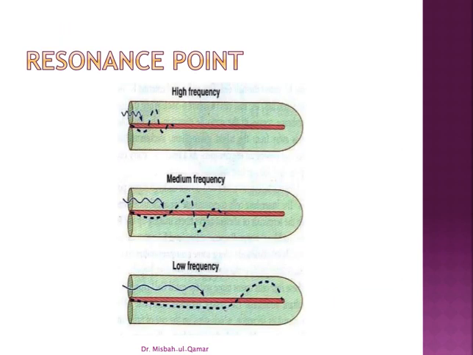Now, what is the resonance point? It is the part of the basilar membrane which is activated by the traveling wave to a maximum extent. At this point, you see, this is the resonance point for, say, one frequency. Now, this is the resonance point for another frequency, and this is the resonance point for still another frequency. So at this resonance point, the wave stops here and it does not travel any further.